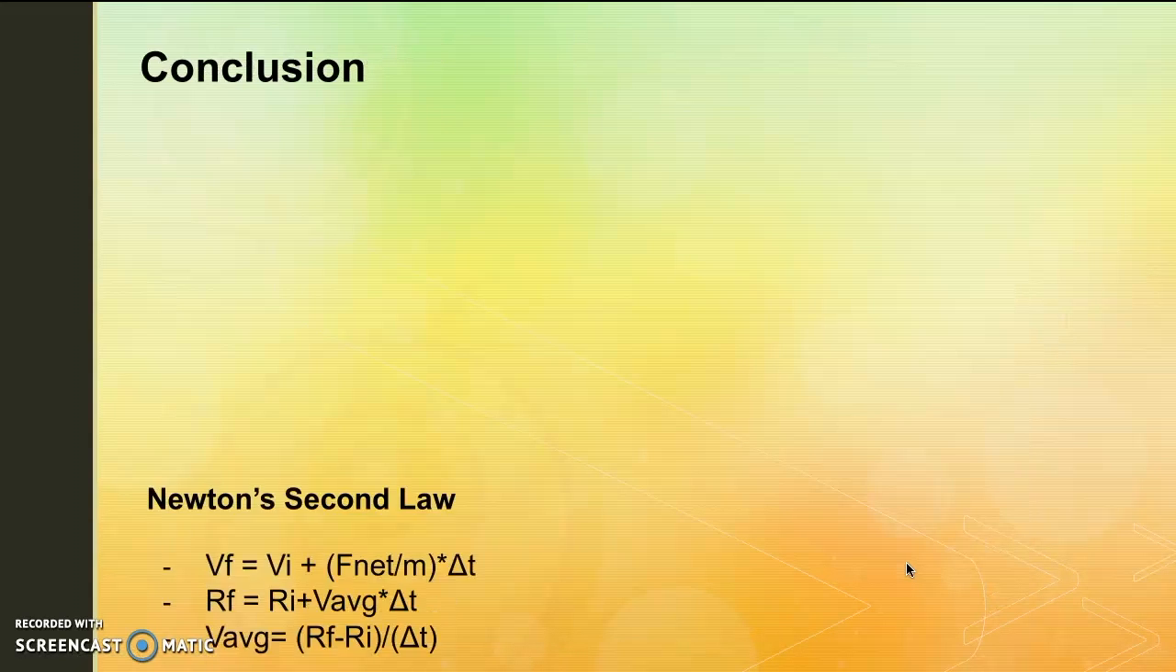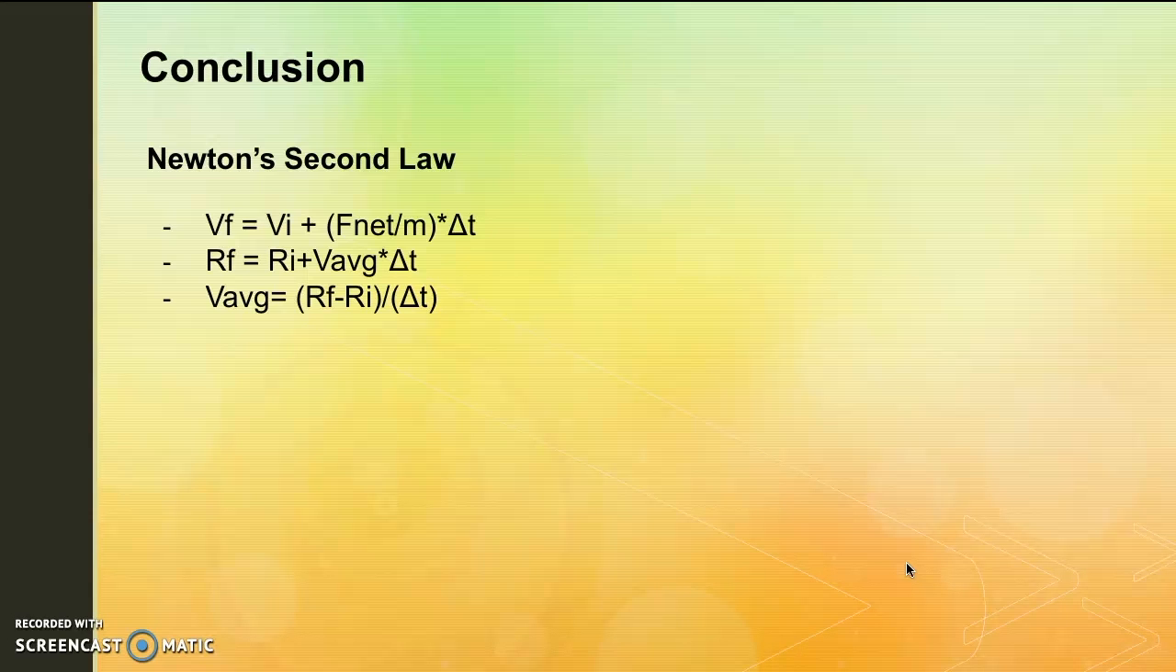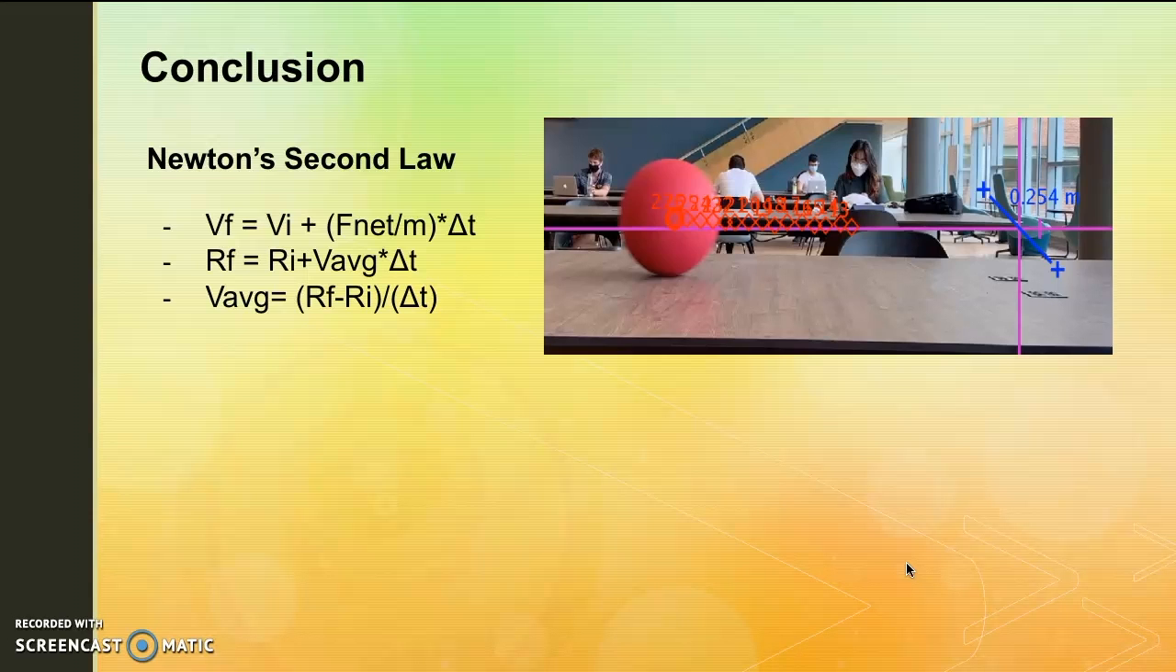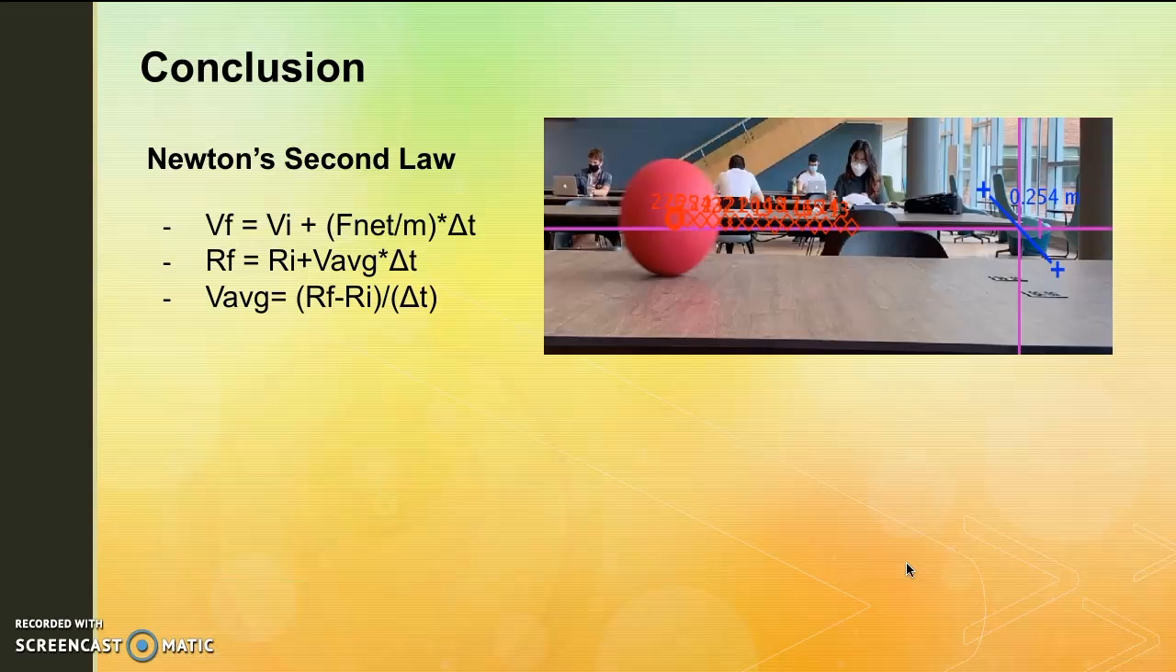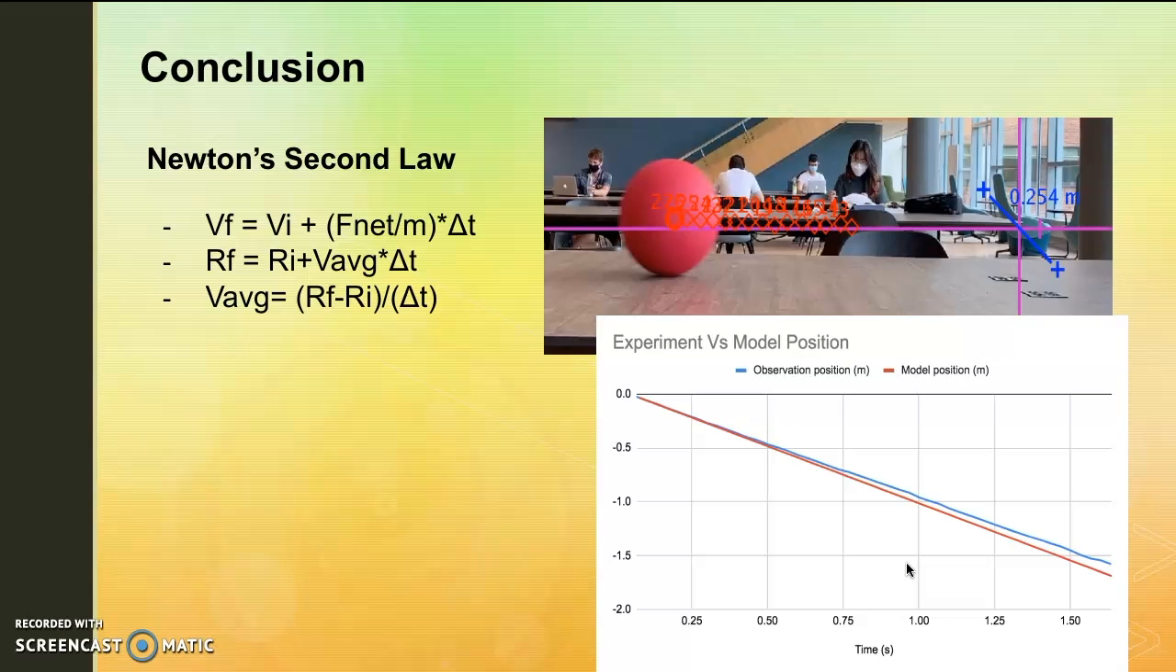In conclusion, we compared the motion of a kickball being rolled across the table with the model of a perfectly constant velocity in order to observe the kickball's motion. We used Newton's second law by applying velocity and position update formulas, and we analyzed the real-life contributing factors that can deter an object from perfect constant velocity.